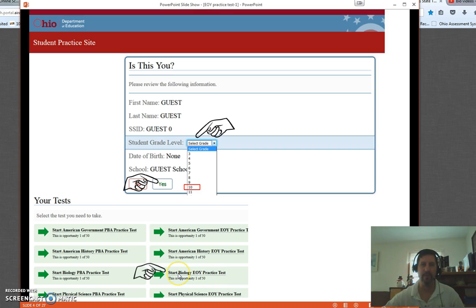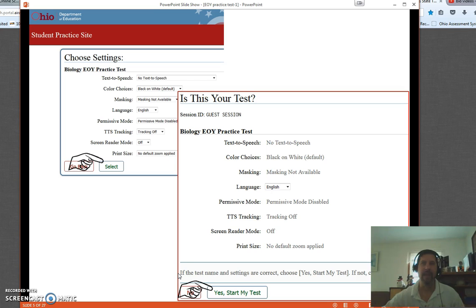So you're going to click on the one on the right, and then it's going to come up again with information. Don't worry about changing this. When you're actually in the test, you can change the test to text-to-speech and some different options. At this point, don't worry about that. Just select, and then go on to the next one and start my test.